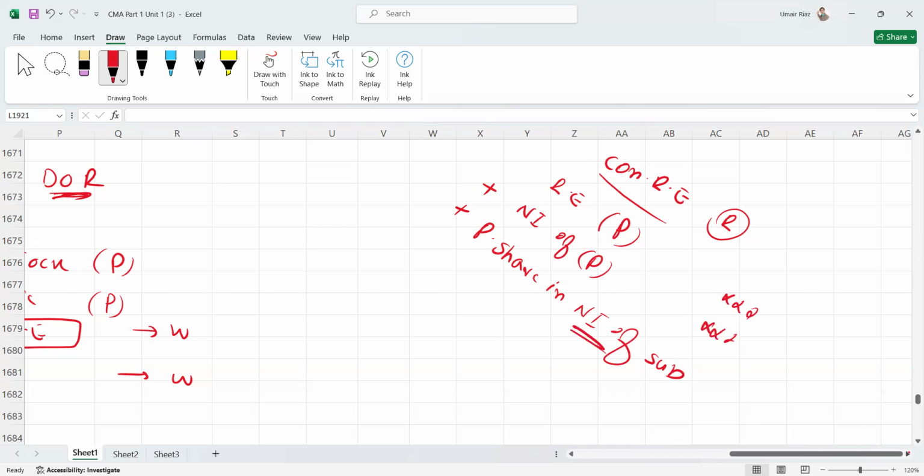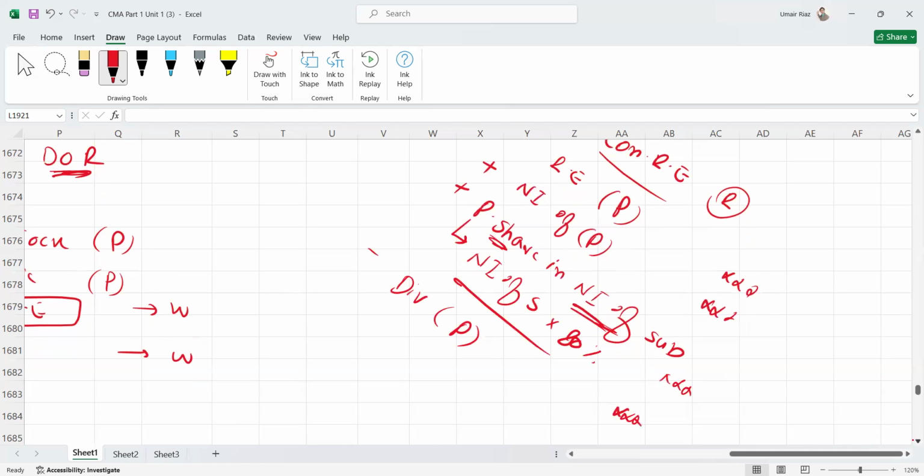But how will you calculate P's share? For example, if P has, let's assume, 80% voting rights in the subsidiary, we will take net income of subsidiary times 80%. This is called P's share in net income of subsidiary. So this figure we will add. And then we will deduct dividend, which is paid by parent only. So this is what is called consolidated retained earnings at reporting date.